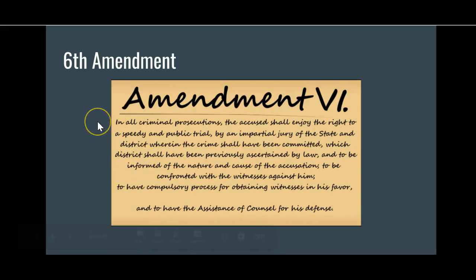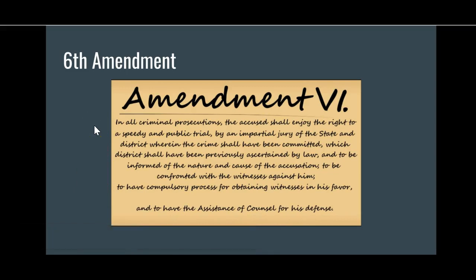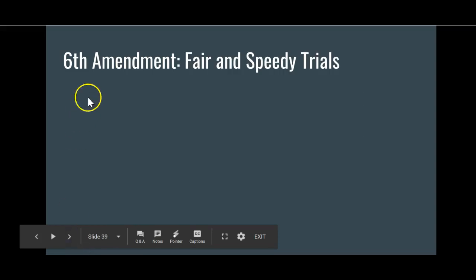Okay, and our last one, and this one I found in kind of a script font, so just bear with me for a moment. This is the Sixth Amendment. It says, in all criminal prosecutions, the accused shall enjoy the right to a speedy and public trial. That is what we are going to be talking about in the Sixth Amendment. I'm going to do away with reading the rest of it for this lesson, okay? So the Sixth Amendment is about fair and speedy trials.